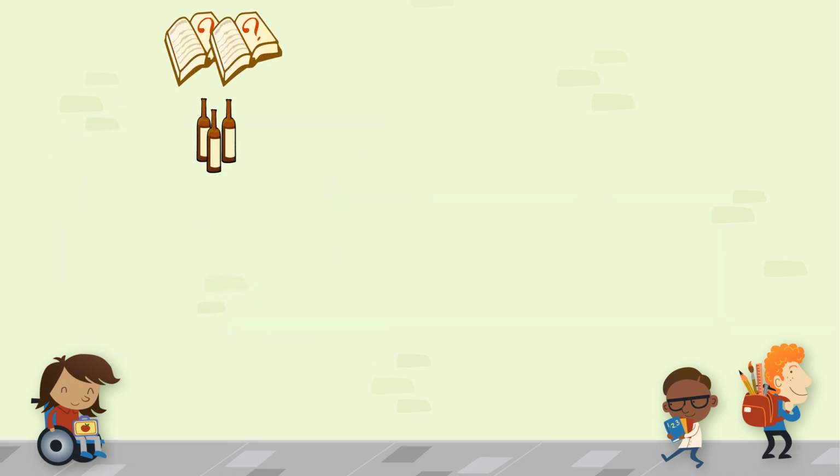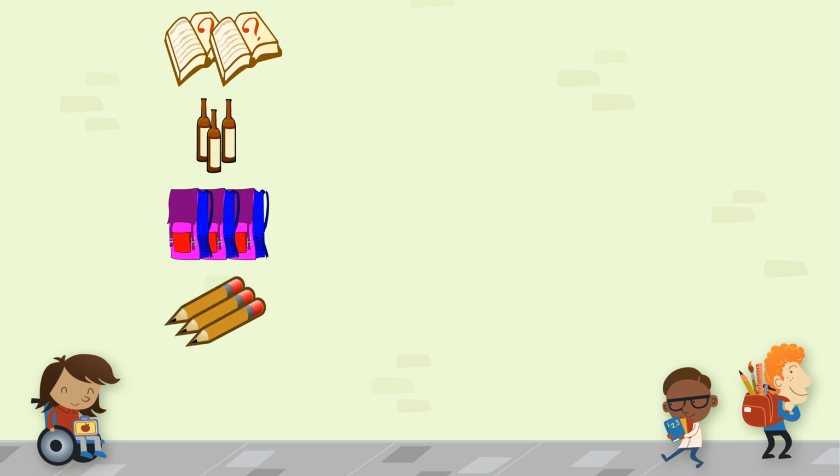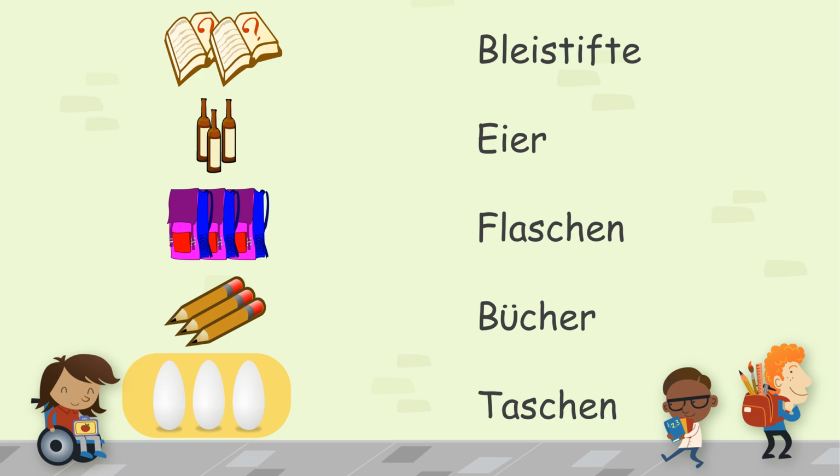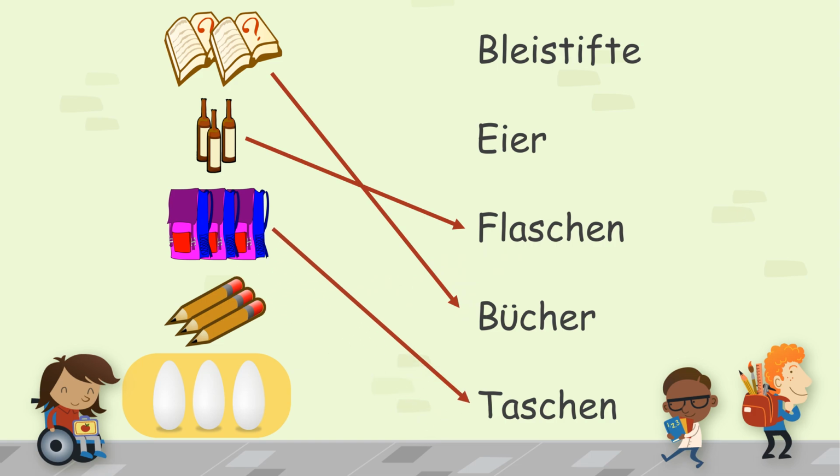Bücher, Flaschen, Taschen, Bleistifte, Eier. So what is the first object that you see? Bücher. The second object is Flaschen. What is the third object that you see? Taschen. The fourth object that you see? Bleistifte. And the last object is Eier.